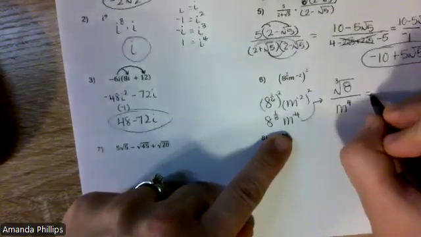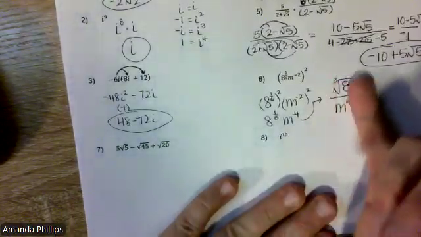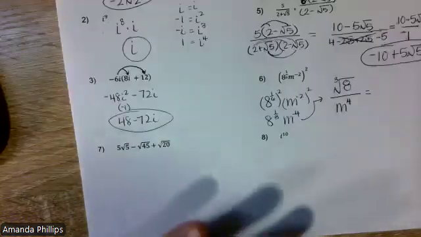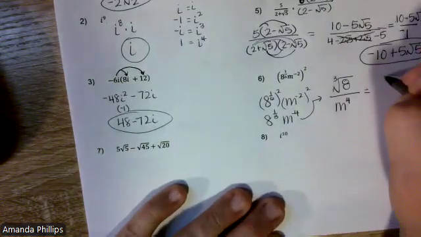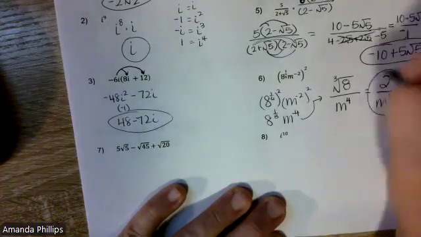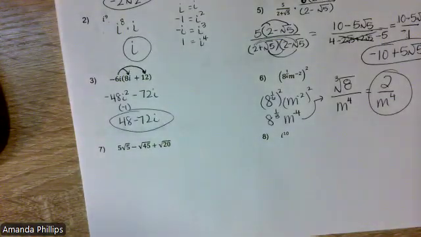Now, I'm almost done, because remember, we've got to simplify. If I just had variables in there, I may not be able to do things with variables, but I have a number in there. And so can I take the cube root of 8? Yes, I can. It is 2, and we've got m to the 4th. So that's my answer, 2 over m to the 4th.